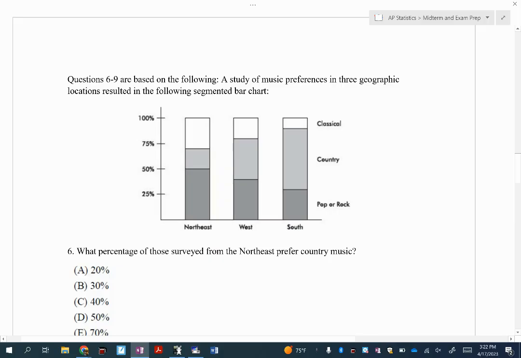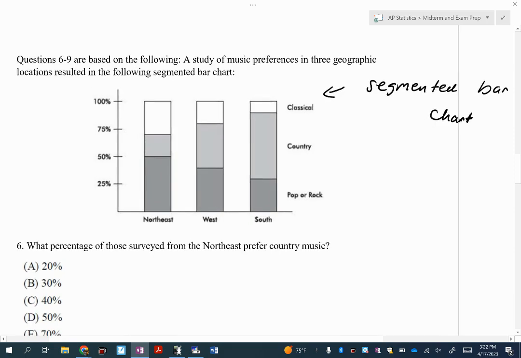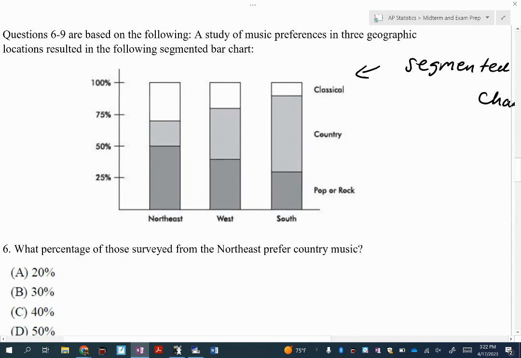So what I'm trying to say is that this right here is called a segmented bar chart. The way you want to read it, I'll just do the Northeast one right here. What percentage of the people in the Northeast in this study said that they prefer pop or rock? 50%. Everybody go with that? And that's 50%.